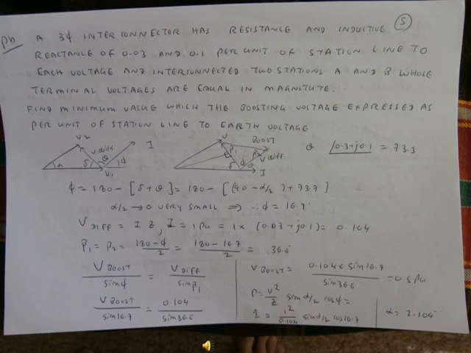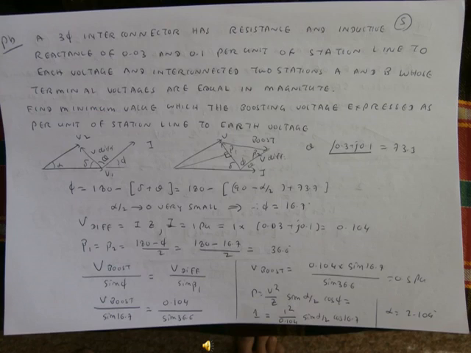The terminal voltages are equal in magnitude. Find the minimum value of the boosting voltage, expressed as per unit of the station line-to-line voltage. The two stations have reactances of 0.03 and 0.1 per unit, and they are interconnected so that the A and B terminal voltages are equal. So we have to find the minimum value. In this case, the boosting voltage needs to be expressed as a per unit of the station voltage.